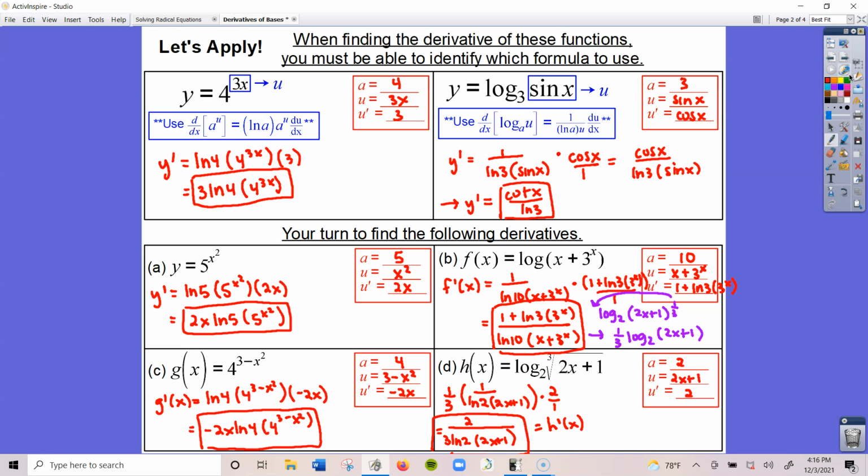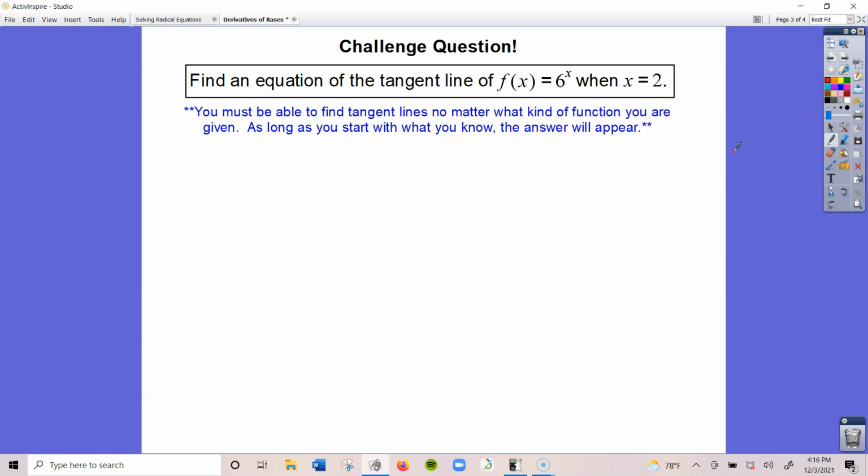Let's have a look at finding the equation of a tangent line when you're given an exponential. No matter what kind of function you're given, you should always be ready to find the equation of that tangent line. Remember that for the equation of the tangent line, we always need two things. First, we need the point of tangency.